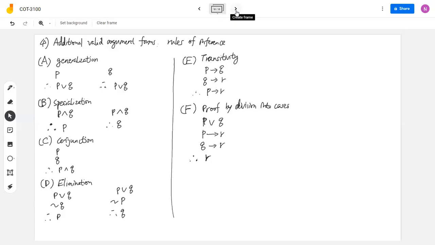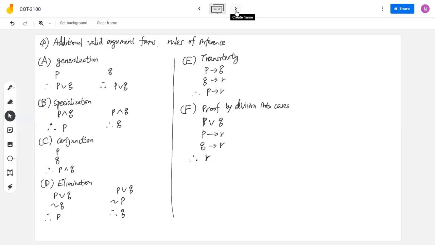By the way, all these argument forms are valid, and you can check this fact by using the truth table method. It's straightforward, but sometimes can be tedious.